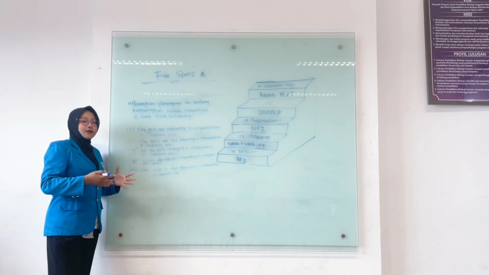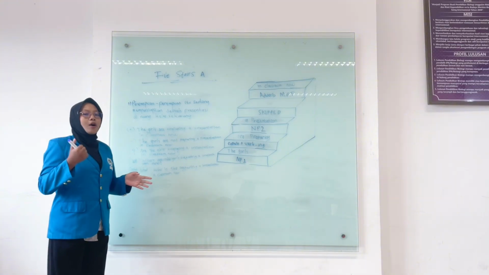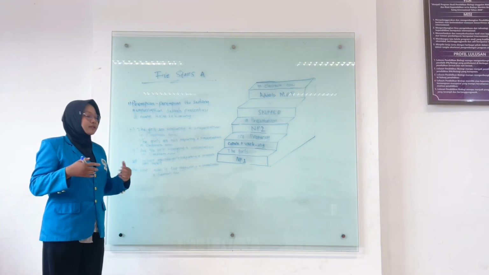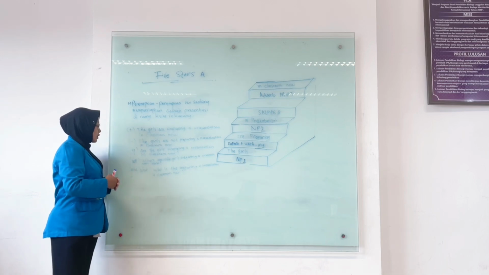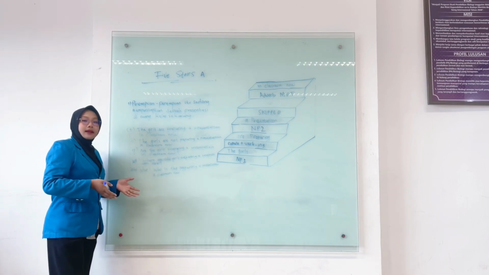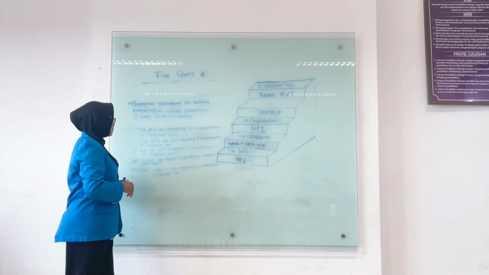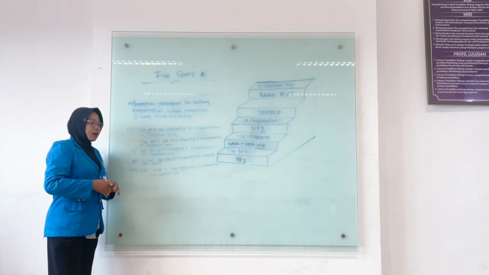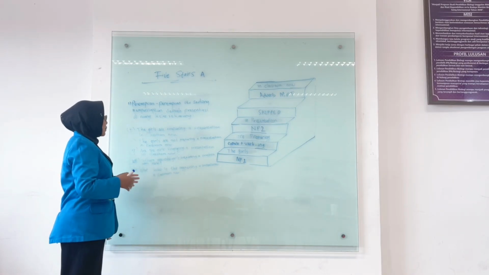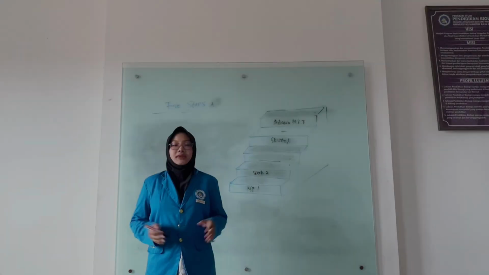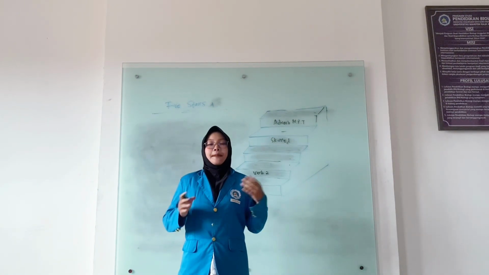Next, WH question. We can use where, when, why, etc. But now I use where. So the WH question is: where are the girls preparing a presentation now? And the last is the who or what question.